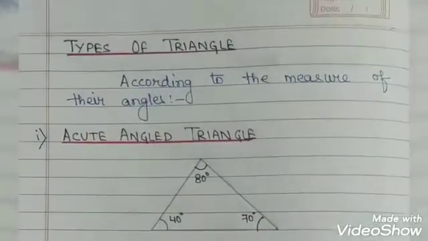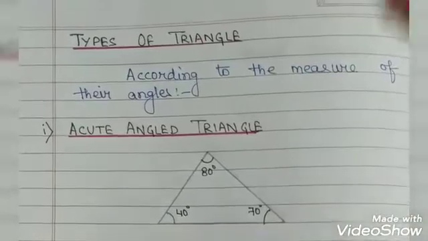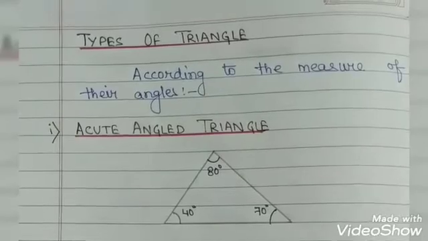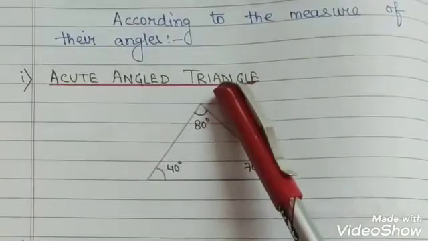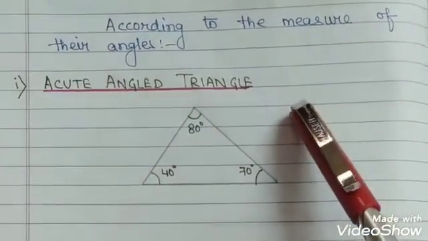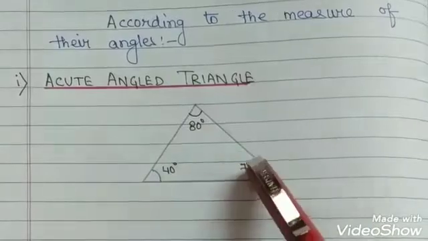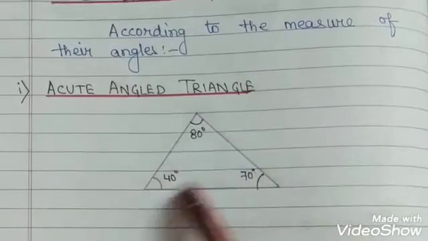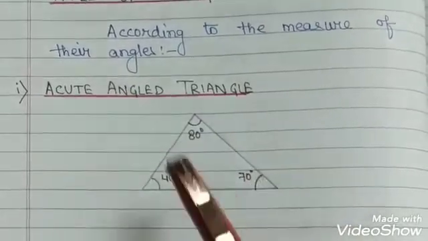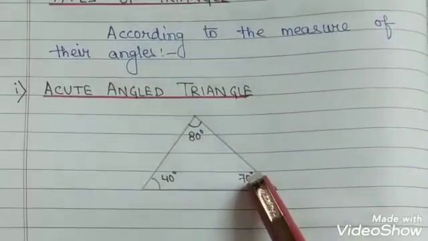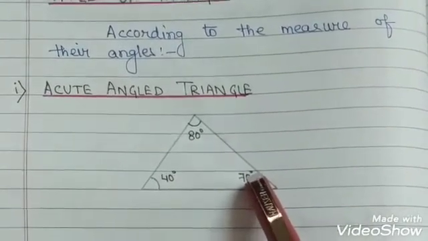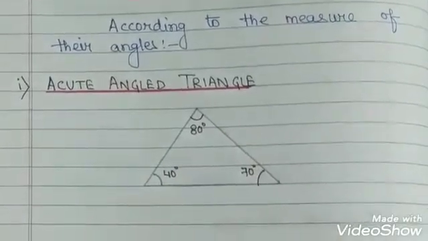Now according to the measure of their angles, the triangle is again divided into three kinds: acute angle triangle, right angle triangle and obtuse angle triangle. Number 1, acute angle triangle. A triangle in which all the three angles are less than 90 degree, then it is called a acute triangle. Here you can see in the figure, this is 40 degree, this is 70 degree and this is 80 degree. All the three angles are less than 90 degree. Therefore, it is a acute triangle.